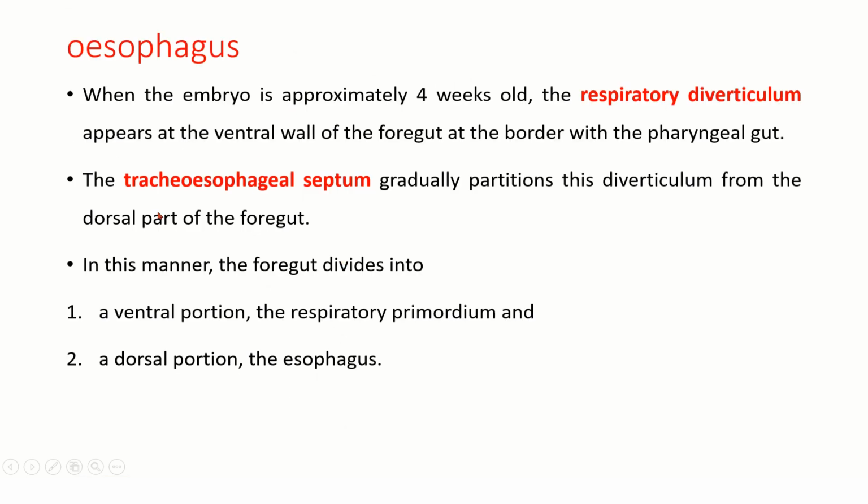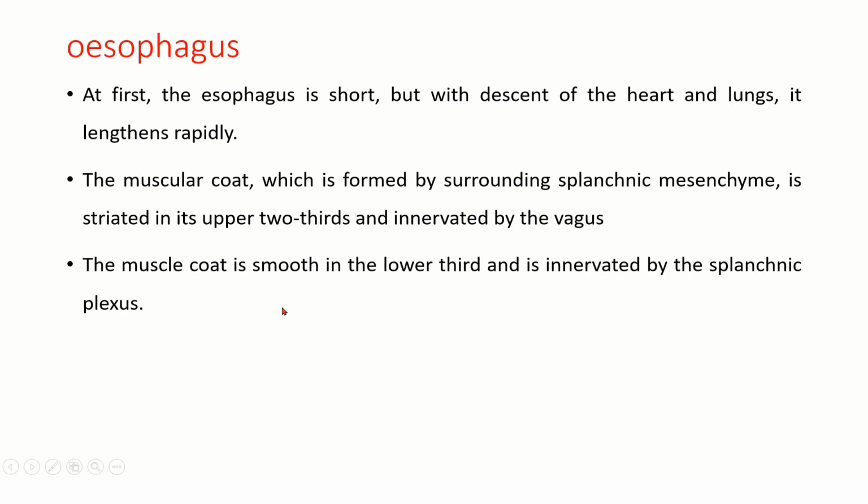So, esophagus. When the embryo is approximately 4 weeks old, the respiratory diverticulum appears at the ventral wall of the foregut. Then the tracheoesophageal septum partitions the diverticulum from the foregut. So the foregut divides into a ventral portion, the respiratory primordium, and a dorsal portion, the esophagus.